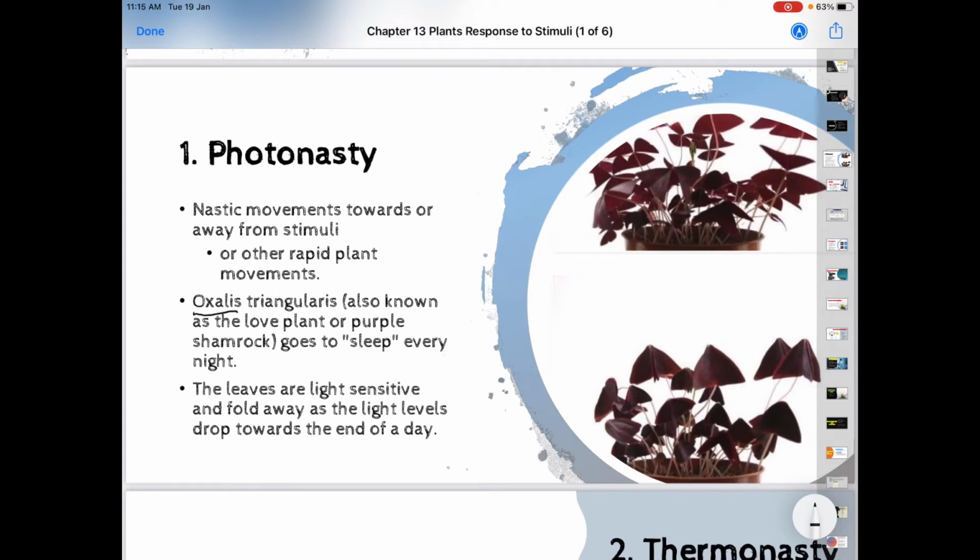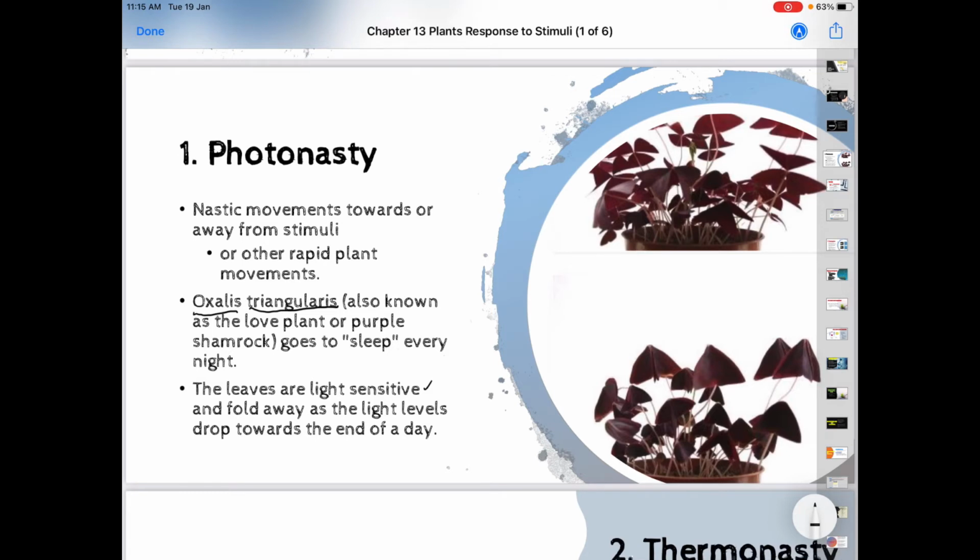For example here, it gives Oxalis triangularis. This is a species name, so it must be written in italics, or we just underline the name of the species. Oxalis triangularis, also known as the love plant or purple shamrock, goes to sleep every night, meaning it needs light to bloom. When there is no light, for example at night, they will go to sleep. The leaves are light sensitive and fall away as the light level drops towards the end of the day. So this is one example of photonasty.